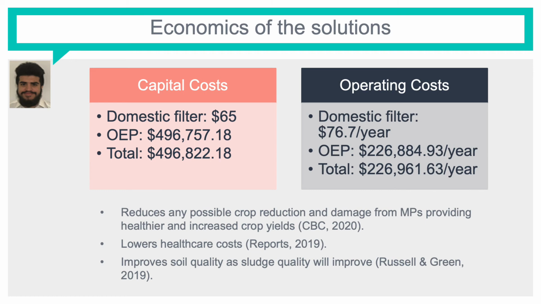Also, through these solutions, the healthcare costs would be much lower, as the potential for the microplastics to cause cancer will be significantly reduced since there will be much less microplastics present. Also, the soil quality will be significantly increased, as the sludge quality will increase, since our solution would have much less microplastics present in the sludge, which would eliminate the possibility for the farmers to provide extra care to their crops, which would lead to increased costs.